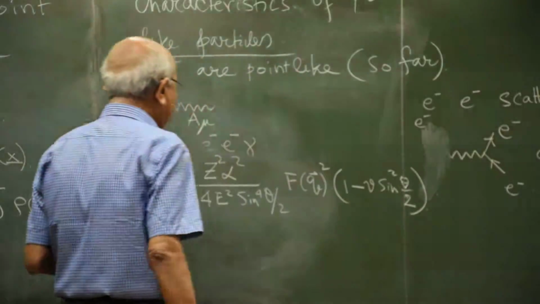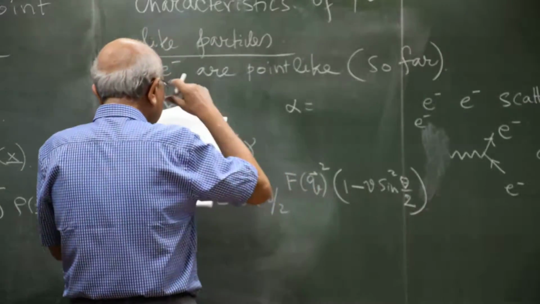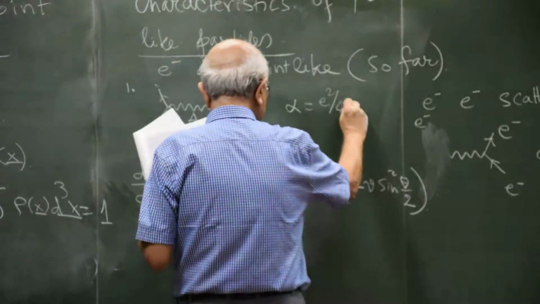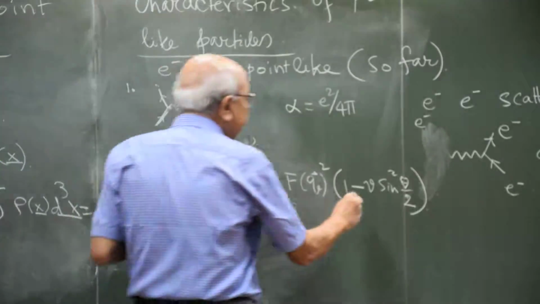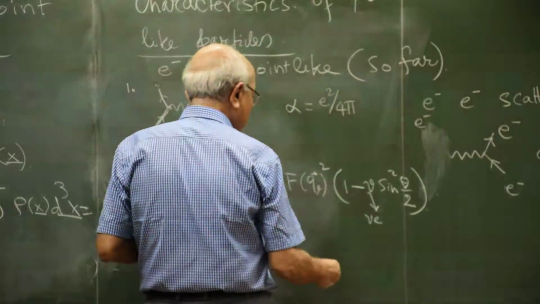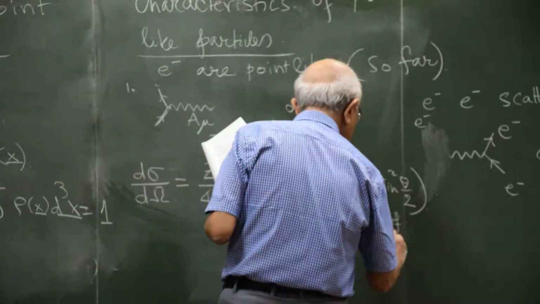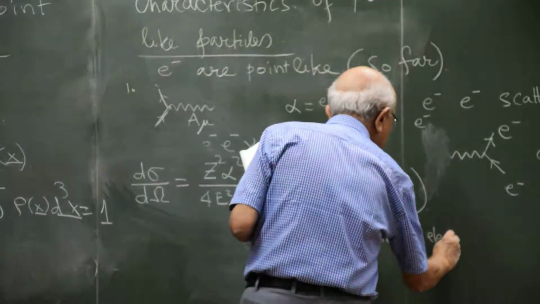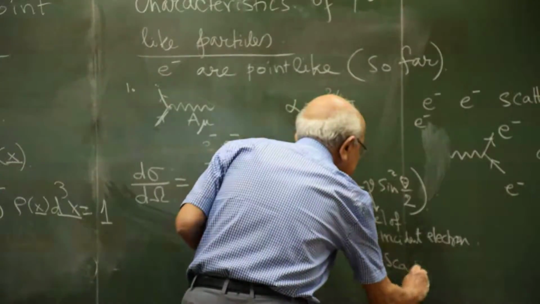now what are the various terms here? Now alpha is the fine structure constant, so this is nothing but e squared over 4 pi. Forget about this for the time being. V is the velocity of the scattered electron. So I think it is the velocity of the incident electron. Theta is the scattering angle.